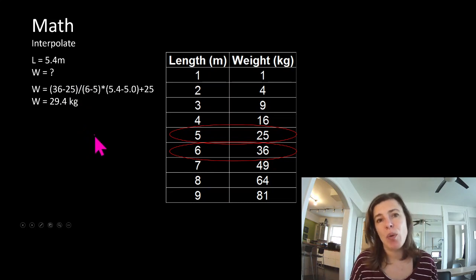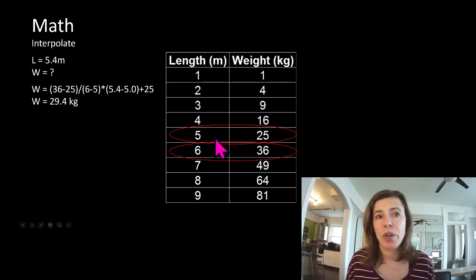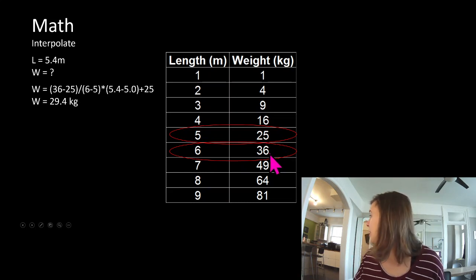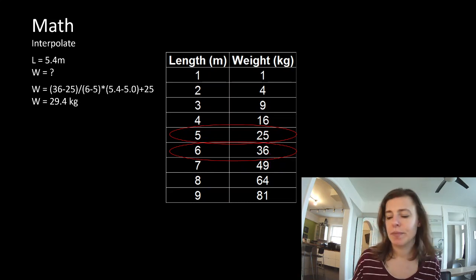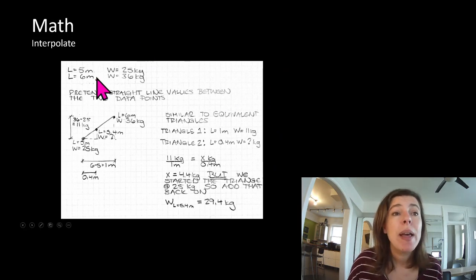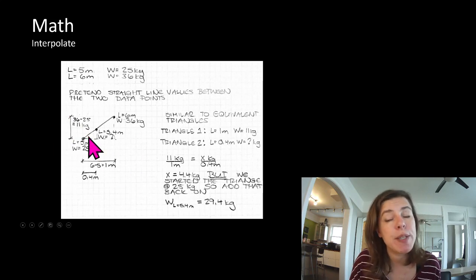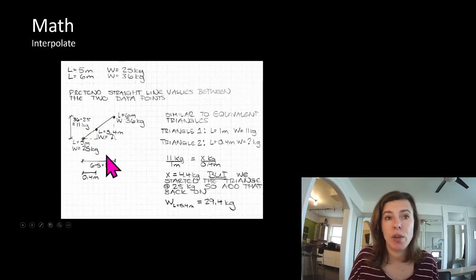Pretty darn close to our 30 kilograms, which was what we found when we looked at it on the graph, and that matches our estimate of something between 25 and 36, but closer to the 25 than 36. So this looks pretty good. So here it is worked out step by step. Here it is where I've even drawn a little triangle for you. Some people find similar triangles very helpful in determining this stuff.